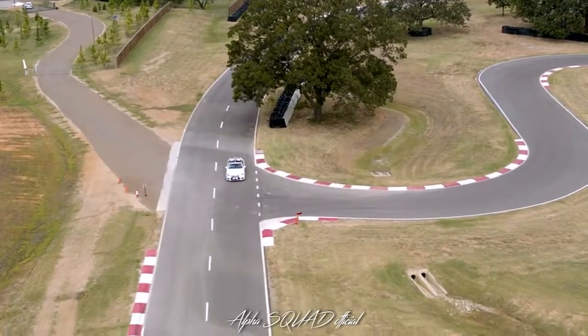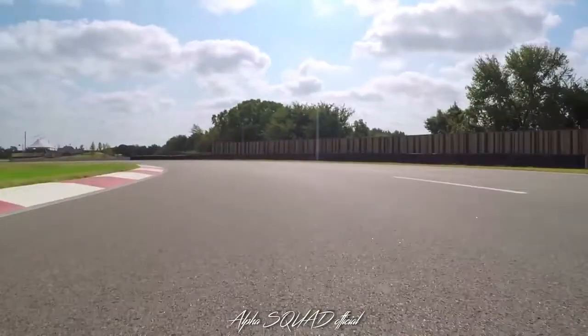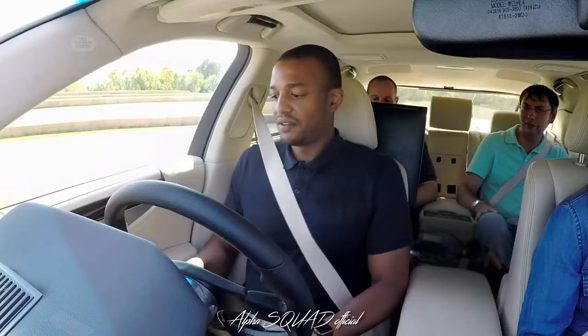We're going to start off with the chauffeur mode of the car, where the car is going to be doing all the driving for us. So you can basically sit back, relax, and enjoy the ride.